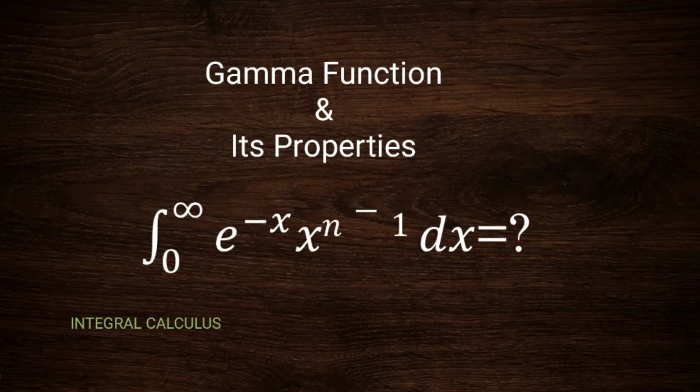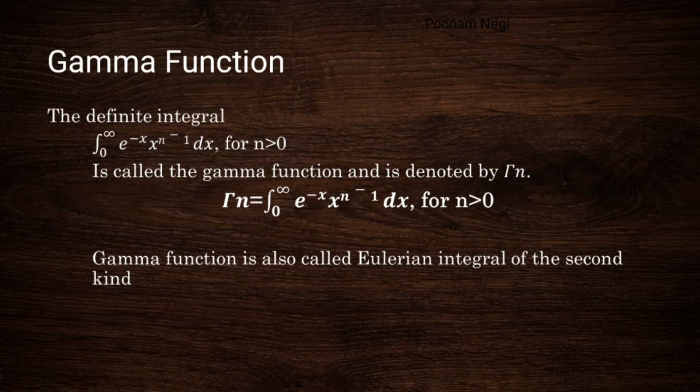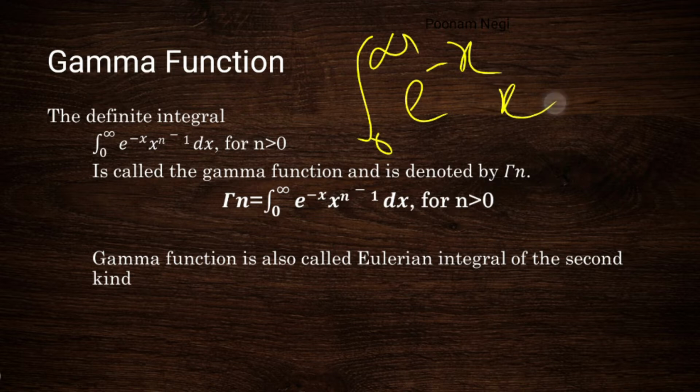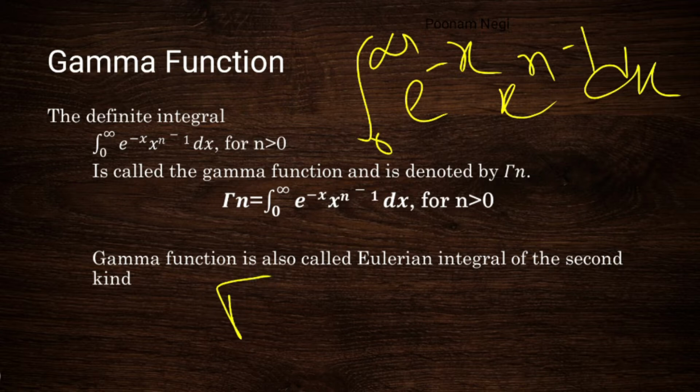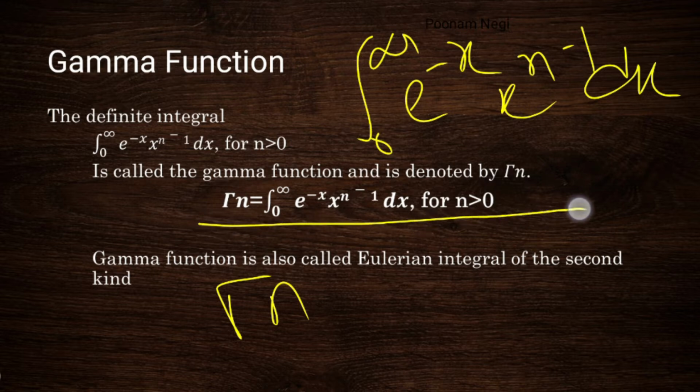Let's talk about the gamma function and its elementary properties. The definite integral of the form 0 to infinity e to the power minus x, x to the power n minus 1 dx is called the gamma function, and it is denoted by gamma n. We read it as gamma n, which means gamma n equals the integral of e to the power minus x, x to the power n minus 1 dx, where the limits are 0 to infinity.